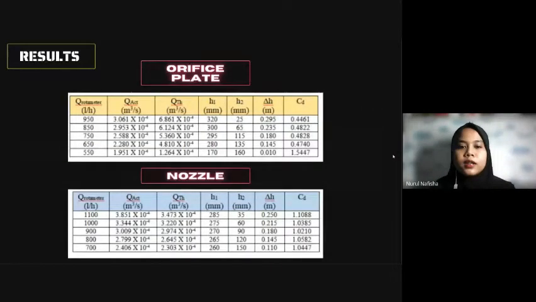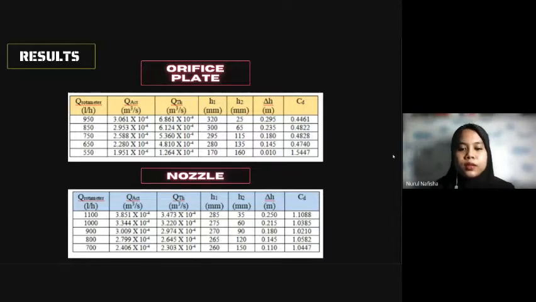Next slide. This is the results obtained from the experiment. Q actual can be calculated using the formula: volume of water collected, which is 3 liters, divided by the time taken of water flow obtained from the experiment. Then Q theoretical can be calculated using Bernoulli's equation, which is A2, the outlet area, times the square root of 2g, where g is the gravity constant, times the differential in manometer height, H1 minus H2, divided by 1 minus (A2 over A1) squared.